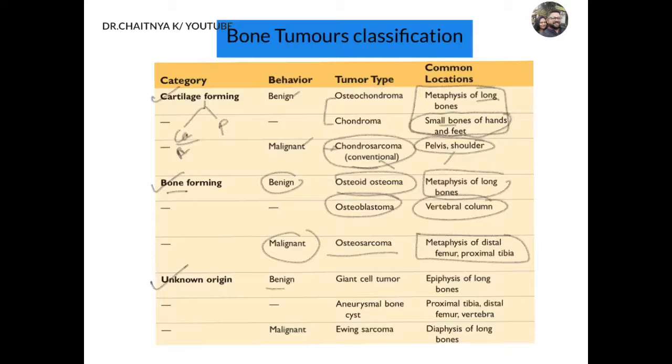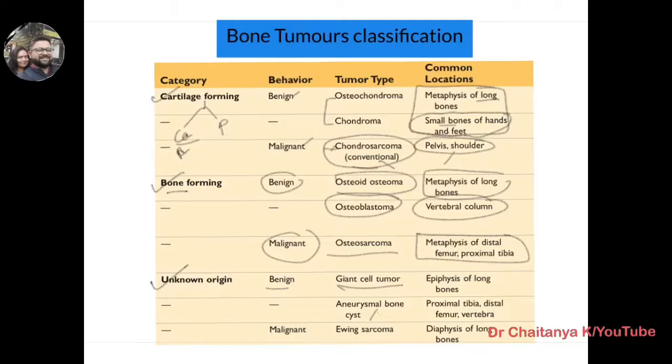The last one is unknown origin, whether it is giant cell tumor of small bones or long bones. Most of the time it is benign when it is in the small bones, and it may be malignant when it is in the long bones. Aneurysmal bone cyst, also called ABC, can be seen in the long bones. Ewing sarcoma is a malignant form which is a small round blue cell tumor.